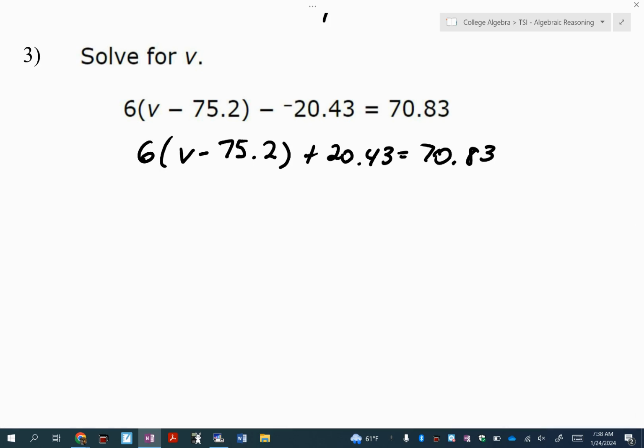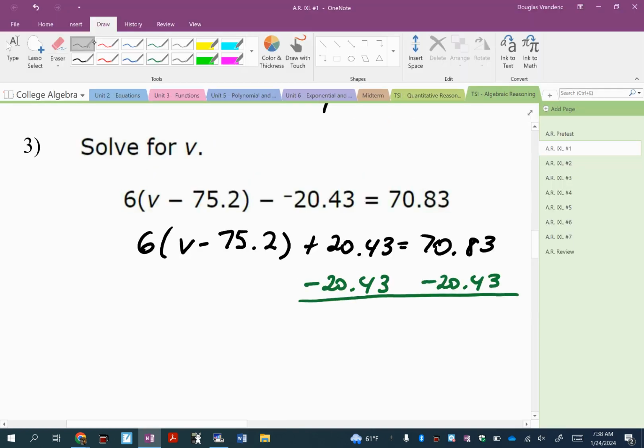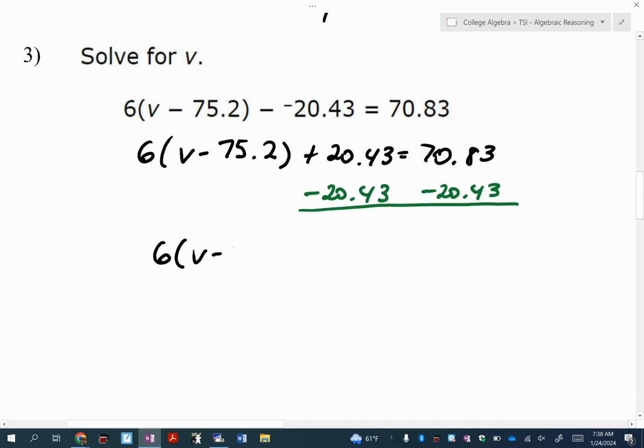Okay, now you have options here. You can move the 20.43 over with subtraction first, or if you wanted to, you could distribute the 6 onto these 2 terms in the parentheses. Does anyone have a way that they're passionate about doing right now? Okay, that's what I would do too. So let's move that over. So subtract 20.43. If you distribute it, it's fine. You get the same thing. So we have 6 times v minus 75.2. This one I think I can do mentally. 50.4.